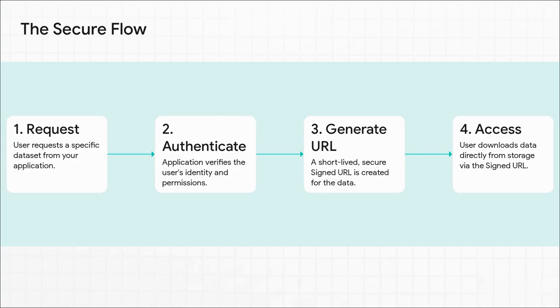First, a user asks your application for a piece of data. Notice they never talk to your storage directly. Second, your app acts as the bouncer. It checks who they are and what they're allowed to see. If everything checks out, third, the app generates one of those temporary signed URLs, that VIP pass, for that one specific file. And finally, the user takes that pass and downloads the data. Your app is the gatekeeper, and your storage bucket stays completely locked down.